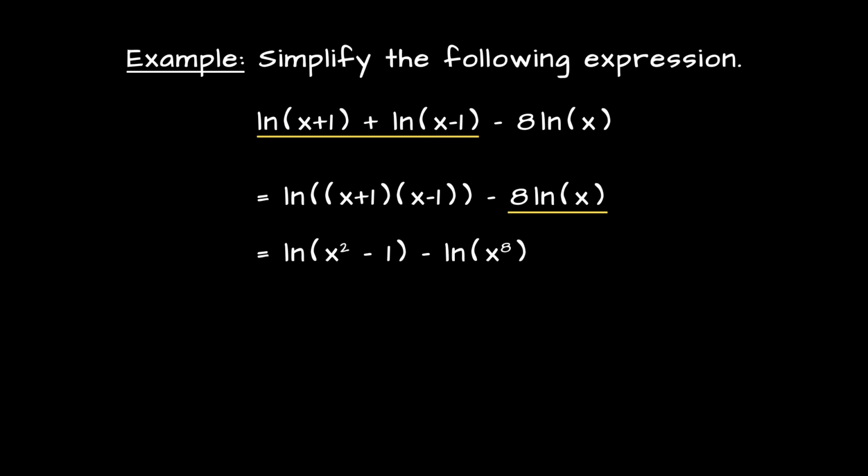And finally, we can combine the two terms shown in our third line using the quotient rule. This difference of logarithms will be the logarithm of the quotient. It'll be the logarithm of x squared minus 1 divided by x to the power 8. And this is a reasonable simplification of our original expression.